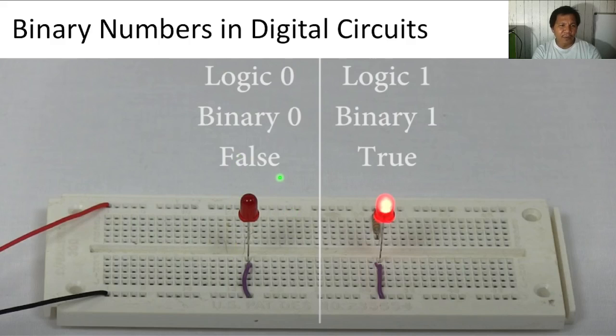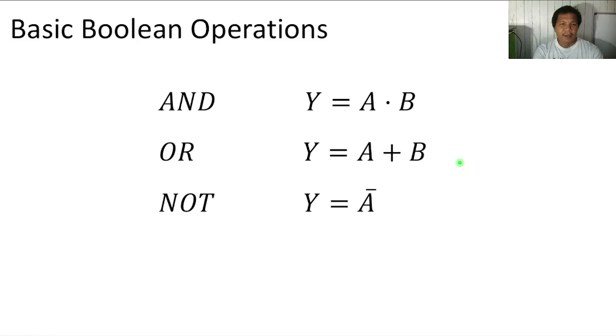You can also represent logic 0 as false in Boolean expression. Also, for logic 1, we can represent that as binary 1 or true, or we can represent that in the circuit as the on state LED. Now, here are three basic Boolean operations. When we say Boolean operation, it includes AND, OR, and NOT.